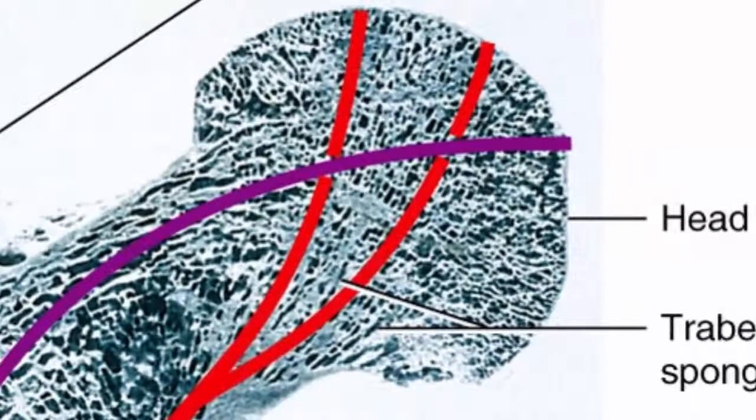Now let's take a look at the internal structure of the femur. The bone has been laid down like a scaffold. At first it appears that the trabeculae have been placed in a haphazard orientation, but on closer inspection we can see that the spicules of bone have been arranged along the lines of stress.